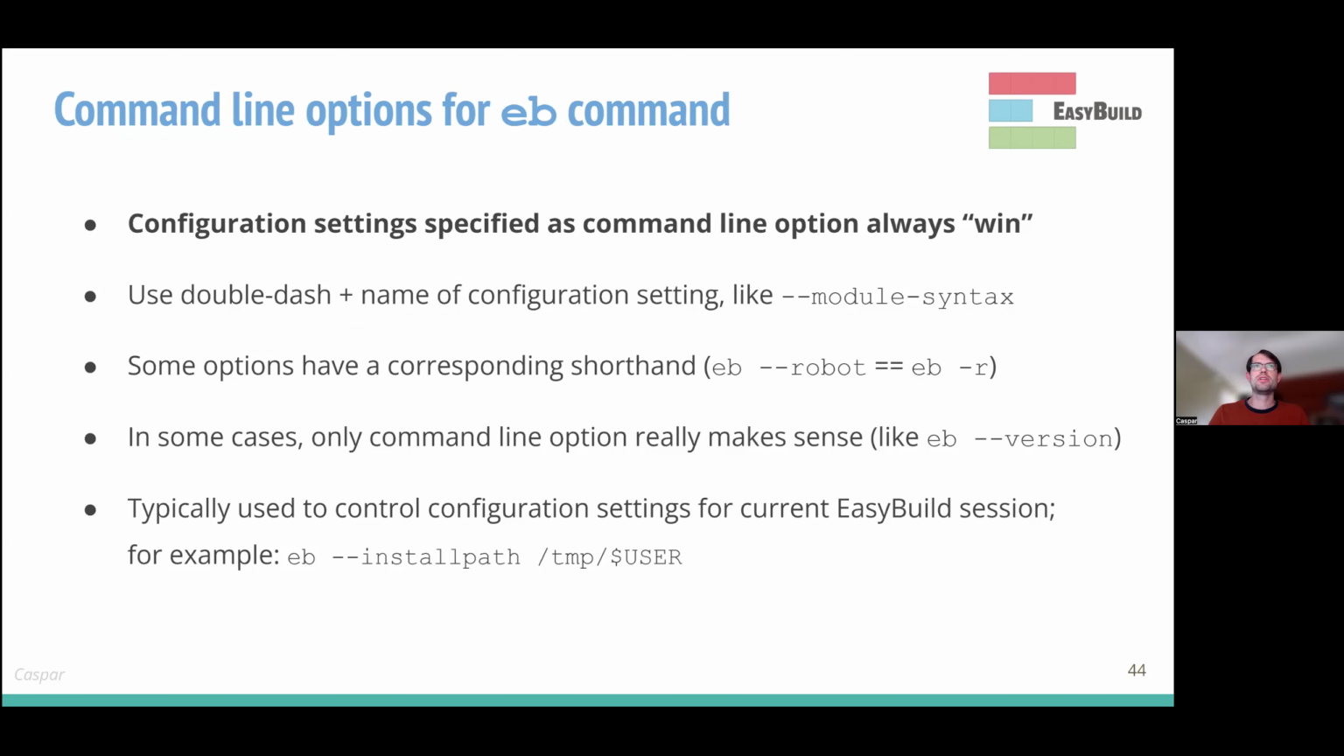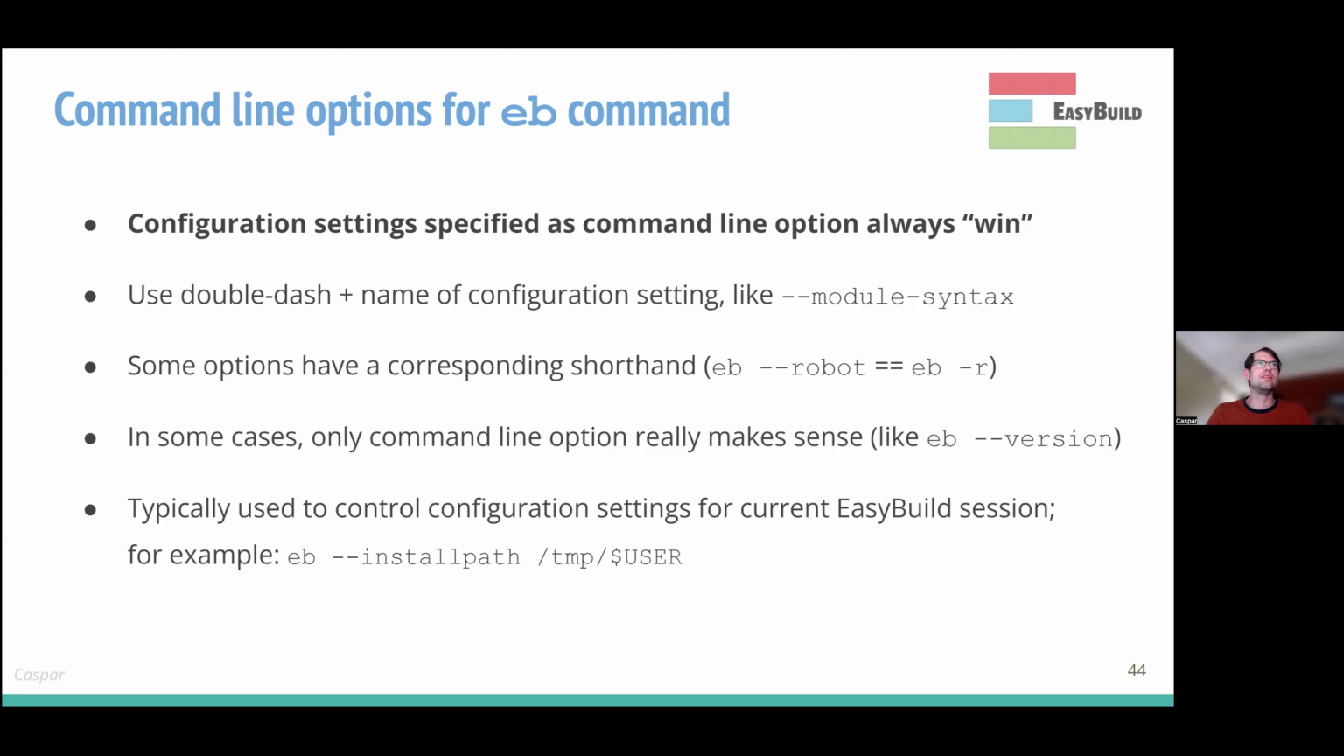And as mentioned, configuration settings specified as command line arguments always win. So you can always override what you've set through other means. Here, if you do the double dash with the name, that's basically the argument that you need to pass to change the configuration option. So for example, --module-syntax. And some of these options have a corresponding shorthand. So for robot, there's a shorthand eb -r. In some cases, only really the command line option makes sense, like eb --version. You can set it as an environment variable. It works, but yeah, that's not really a sensible thing to do.